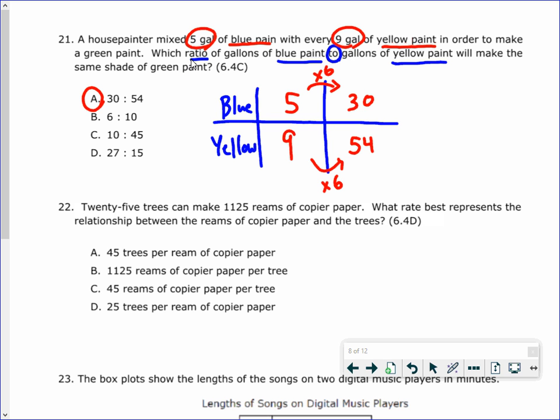10 over 45, if I were to do 10 over 45, you'll see that this one's times 2, and this one is not times 2, it's times 4.5. So those aren't the same ratio there. And then 27 over 15 wouldn't even make sense because 27 is bigger than 15, and blue is not bigger than yellow. So there you have it. Our answer is A.